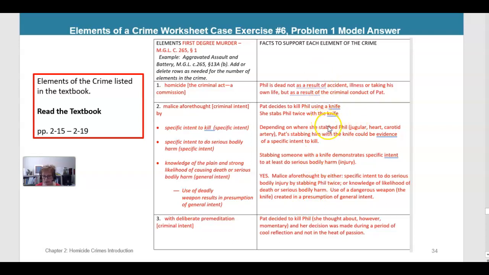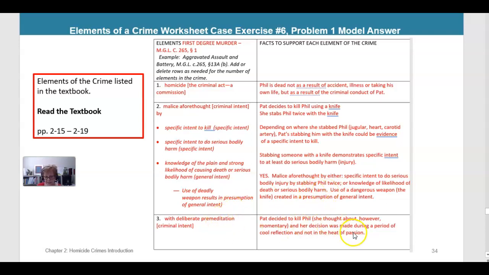She stabs him twice. Certainly, depending upon where she stabbed him, which we do not know in this case, stabbing him in the heart, in the jugular, in the carotid artery, those would strengthen the case, but they're not necessary. Just stabbing somebody twice is malice aforethought if a knife is used or another dangerous weapon is used.